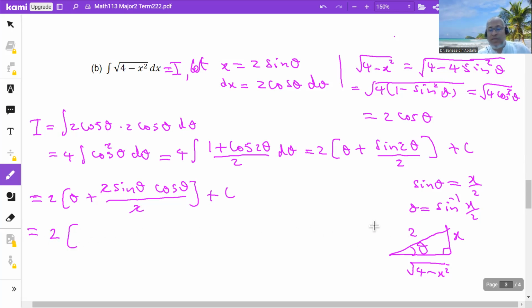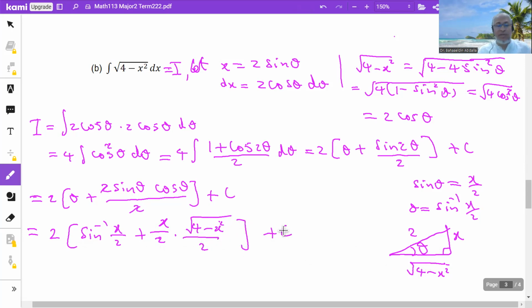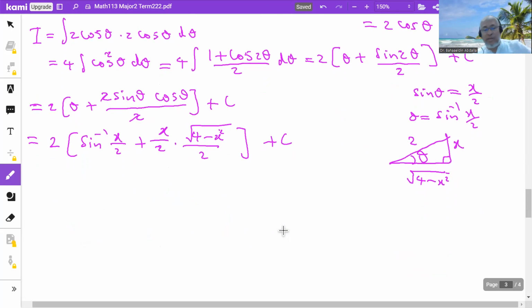So what is theta? Sine inverse x over 2. And sine theta is x over 2 times cosine theta. Cosine theta is adjacent over hypotenuse. So the square root of 4 minus x squared, that's the adjacent over hypotenuse. So that's the final answer. You can write it x times the square root over 4, or you just keep it like this.